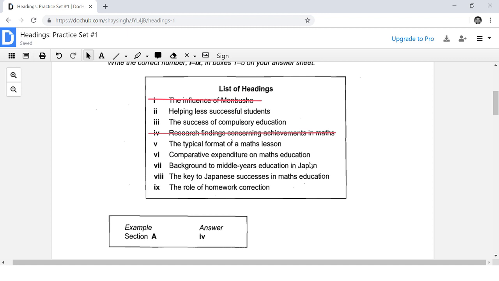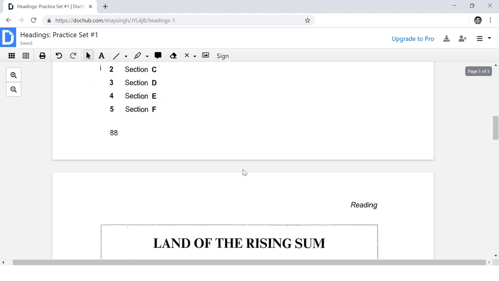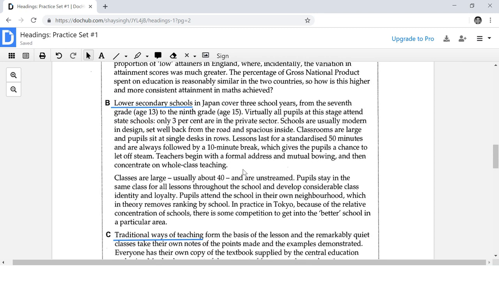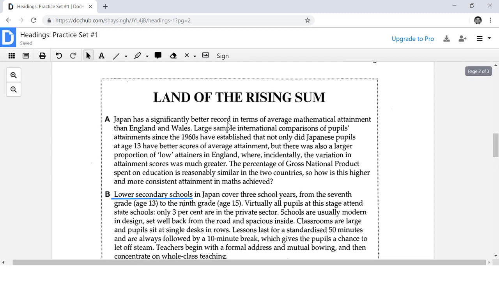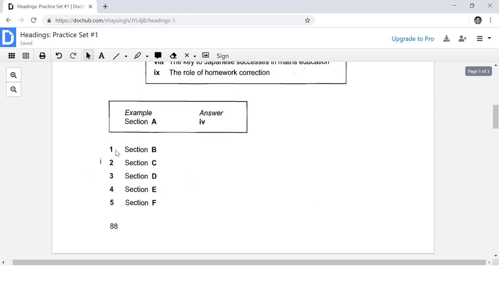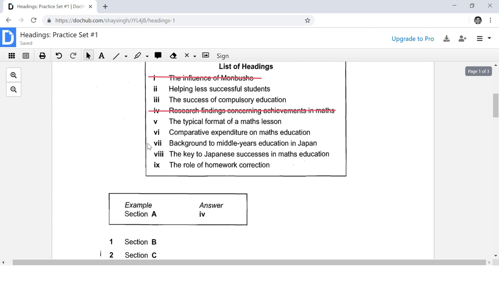Here we go. This is our answer. Background to middle years education in Japan. So middle years is synonym language for grades 7 through 9. So it's giving us background information on this age group. It's just giving us general information about the lower secondary schools, and it's just talking about how many students there are and what their ages are and so on. So the correct answer for paragraph B, question number 1, is going to be 7. Number 7.